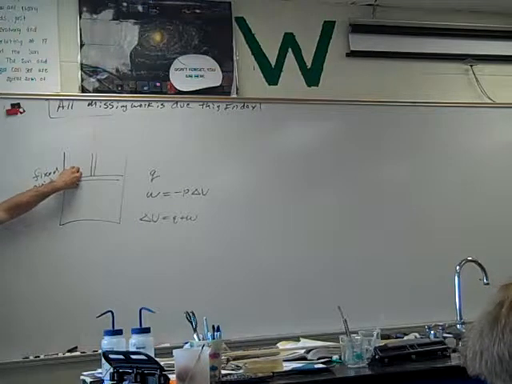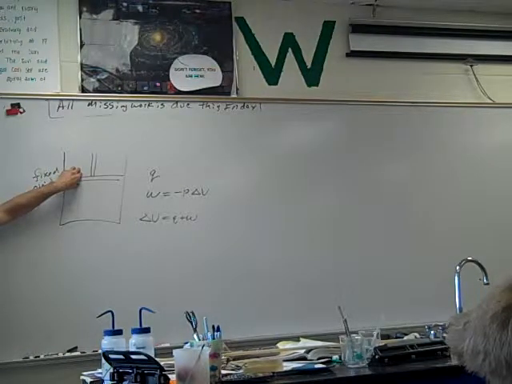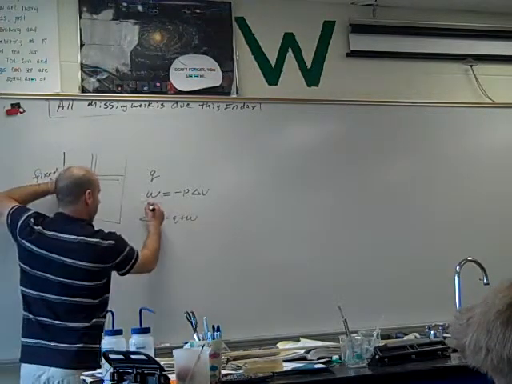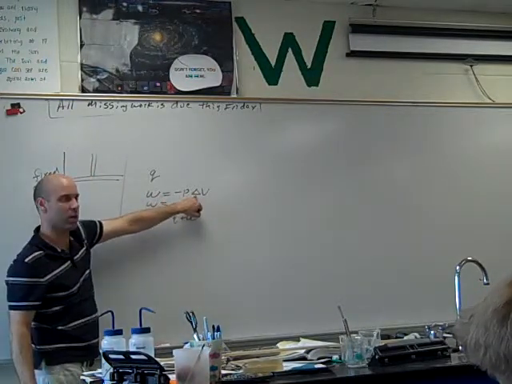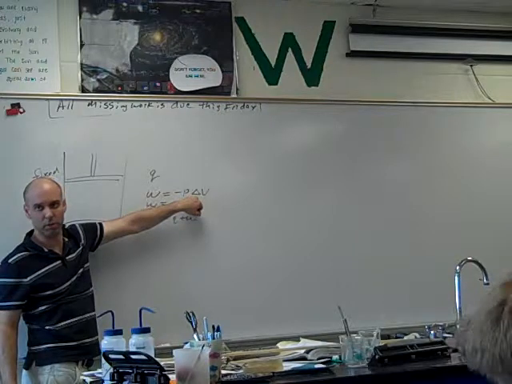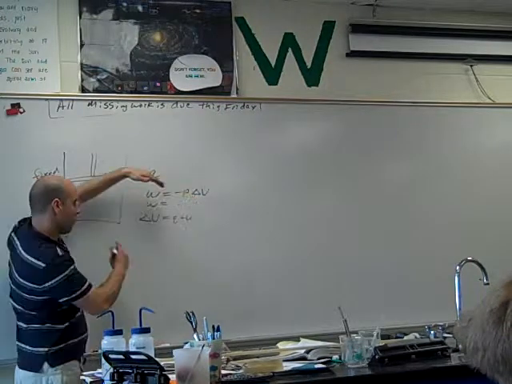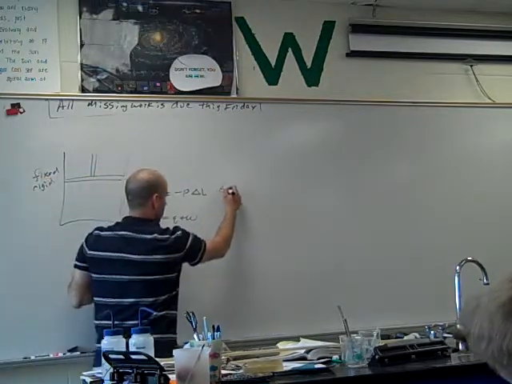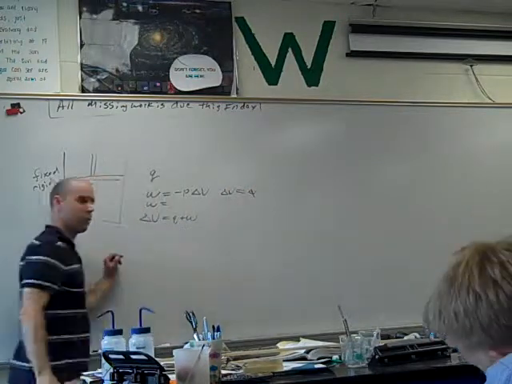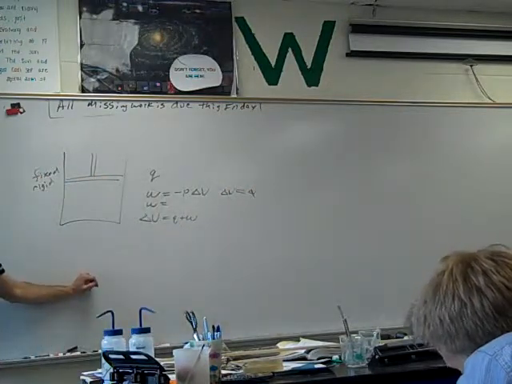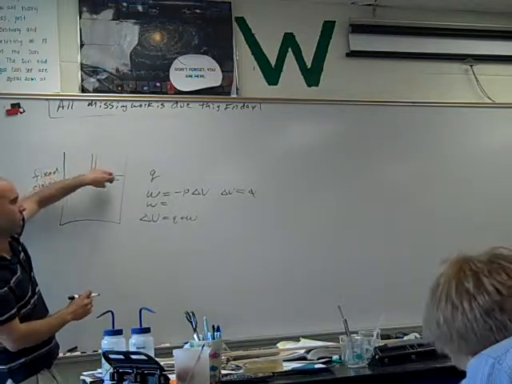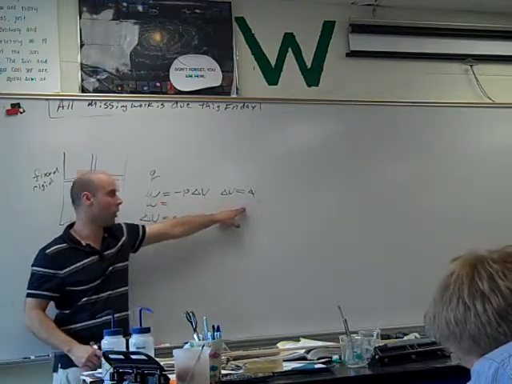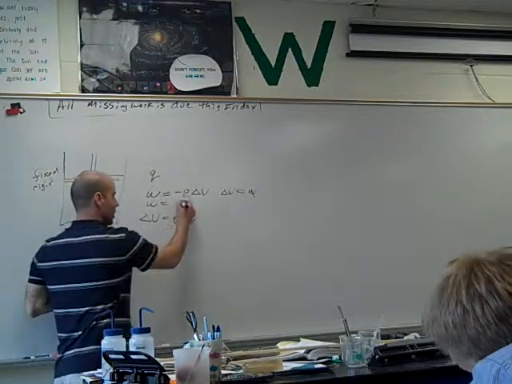So if the piston can't move, what is your value for work? Zero, right? Because there's no change in volume. If you can't change volume, that means your delta V is zero. So if you have a fixed container or a rigid container, delta V must be zero, which means work must be zero.